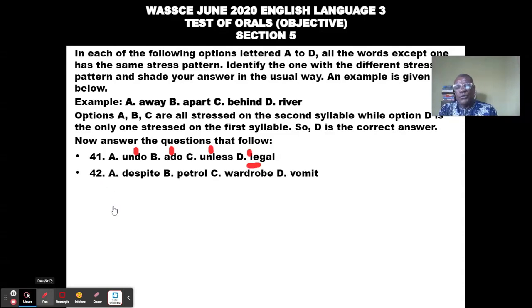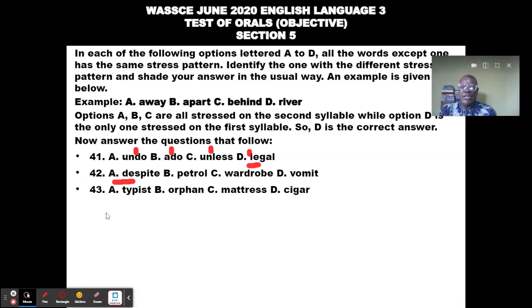Then 42, A is despite, stress is on the second syllable. B, petrol, on the first syllable. C, wardrobe, first syllable. D, vomit, first syllable. So the correct option is A. That's the one with the different stress pattern.